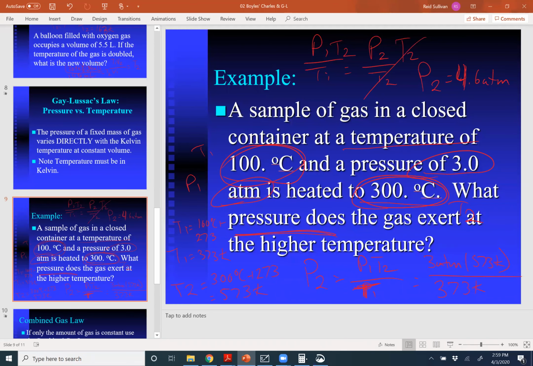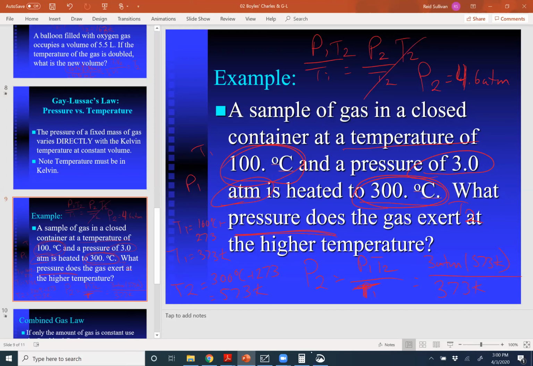But as you can see, if Celsius was true, our answer should have gone from 3 atmospheres to 9 because we tripled the temperature. We should have tripled the pressure. But in reality, when we did it, it went from 3 to 4.6. And so we could back engineer that math and find, hey, there's that 273 addition factor that seems to be in there. So that's where that all comes from.